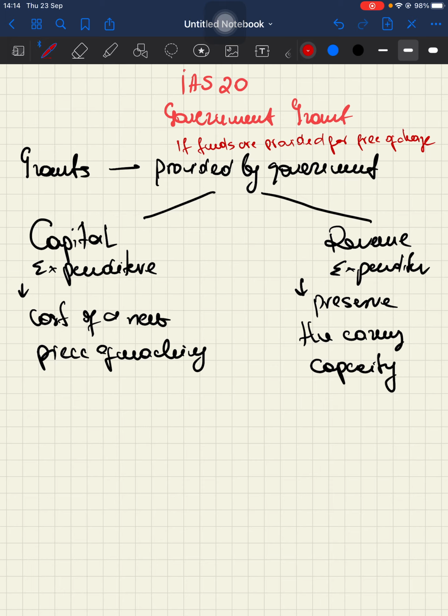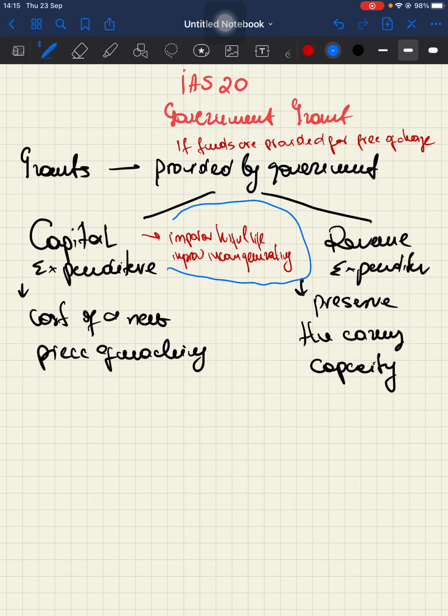So as we know, government grants are provided either for capital expenditures or revenue expenditures. As we know, capital expenditures are those that either improve the useful life of the asset or improve income generating potential. If the expenditure meets the criteria of either of these two, then we can consider this as capital expenditure.